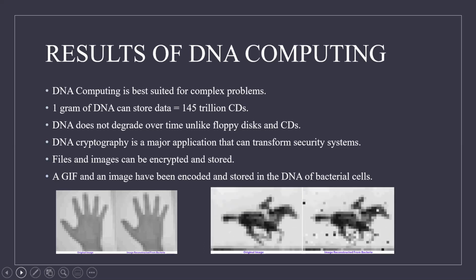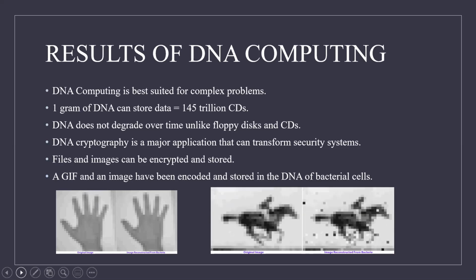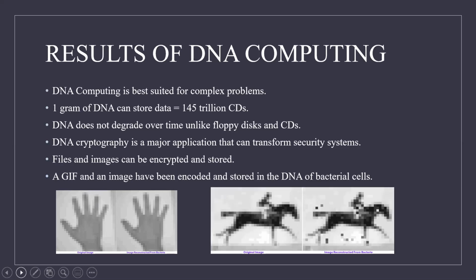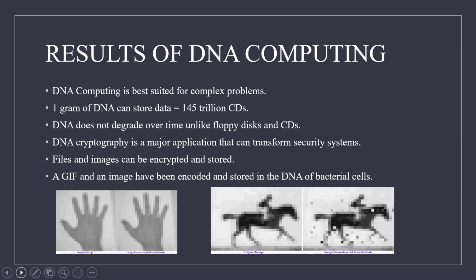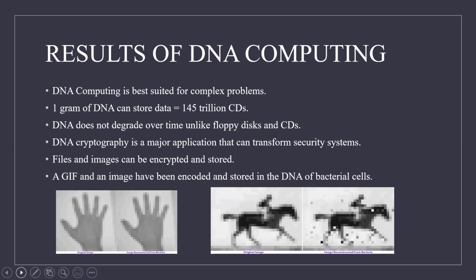And as far as its applications are concerned, cryptography shows a lot of potential, and experiments have been and are still being done to encrypt and decrypt files, images, and other forms of data. In terms of storing data in DNA, scientists from Harvard University have demonstrated proof of concept by storing an image of a hand and a GIF of a galloping horse involving 5 frames inside a bacterial cell by using a DNA editing tool known as CRISPR.